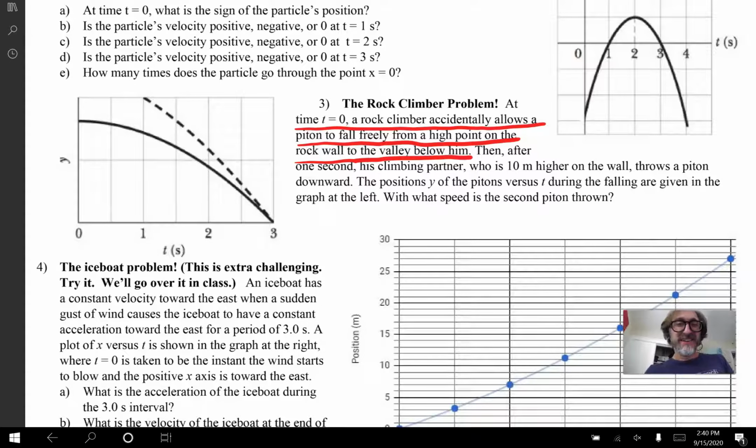Then it says, after 1 second, his climbing partner, who's 10 meters higher on the wall, throws a baton downward. The positions are given on the graph below, or at the left, right?